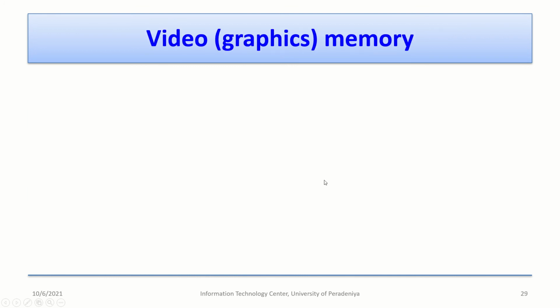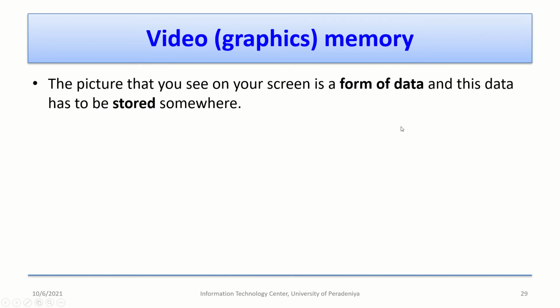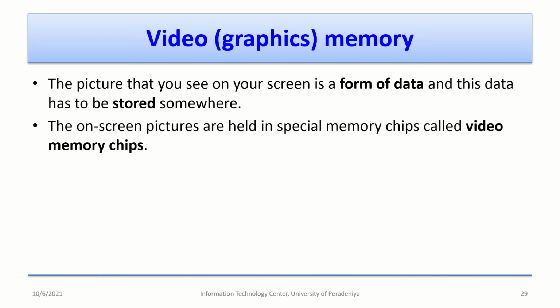Okay. And then the next one is video memory. Video memory, or we call it graphics memory, right? The picture that you see on your screen is a form of data, and this data has to be stored somewhere, in a location. So the on-screen pictures are held in special memory chips called video memory chips, right?